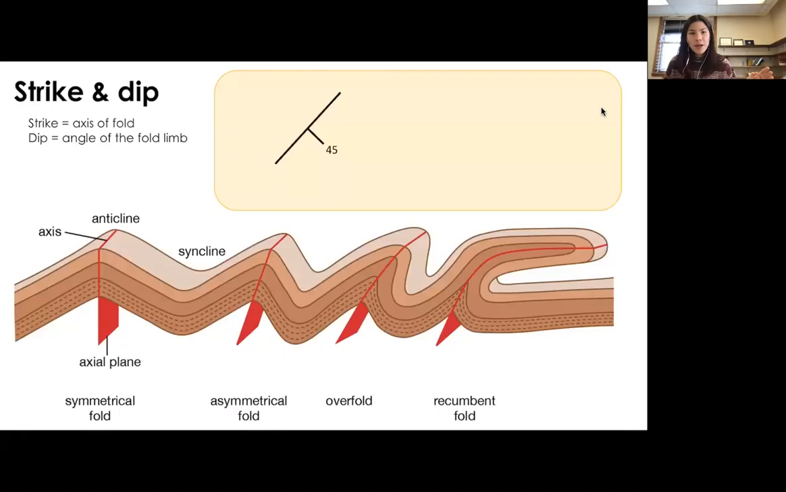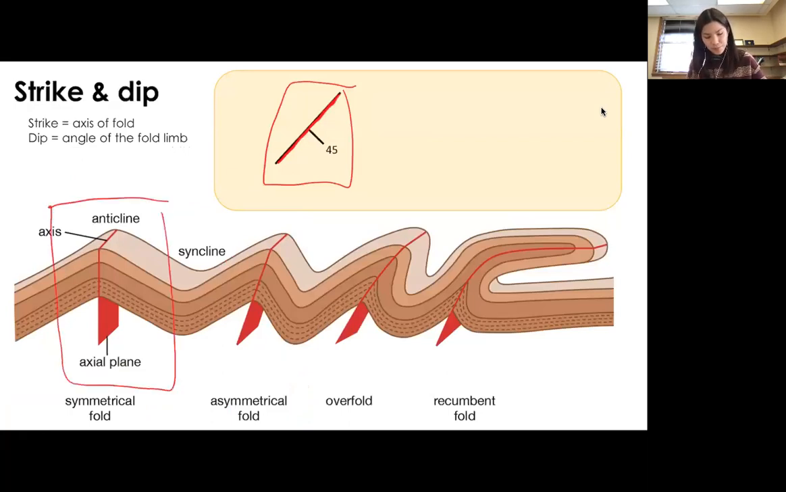So if we look on geologic maps and we're only looking at colors, it's often hard to tell which of these features we're looking at. And so we use a notation called strike and dip in order to inform us what type of fold it is that we're examining. The strike and dip symbol looks similar to what I have here. So this is the strike, the long line, and that is telling you what direction the axial plane or the axis is running in.